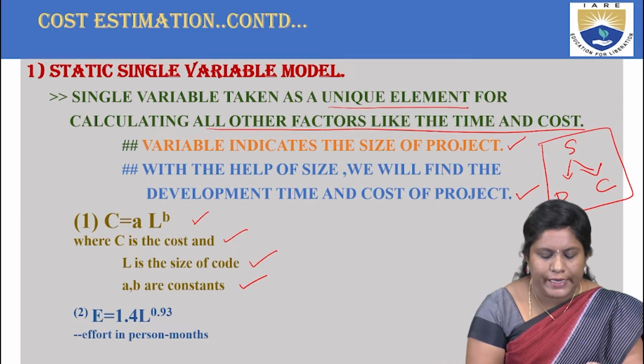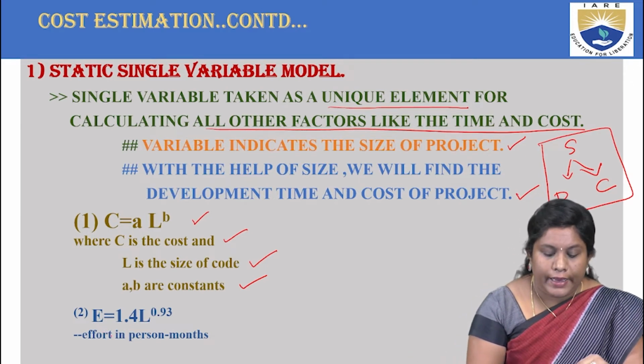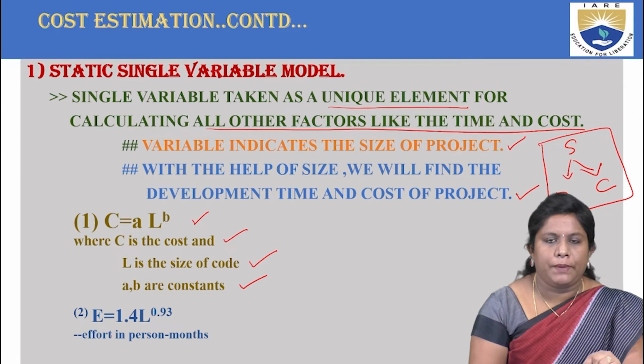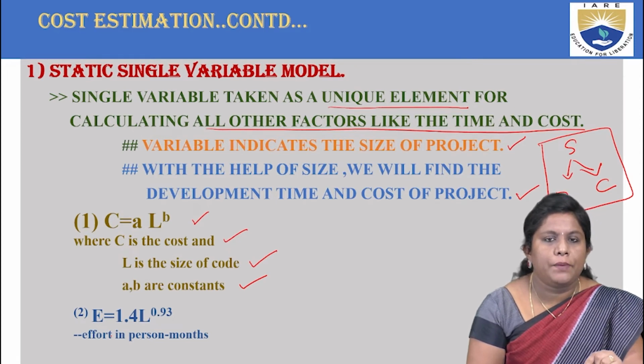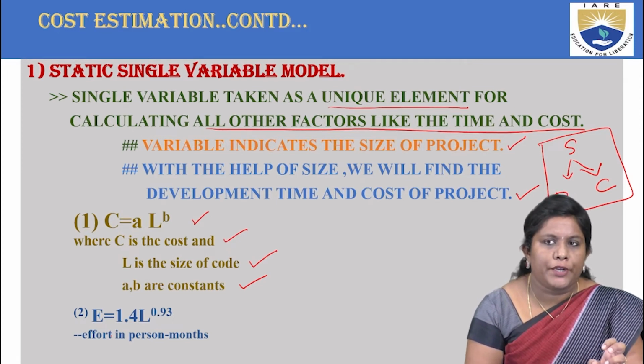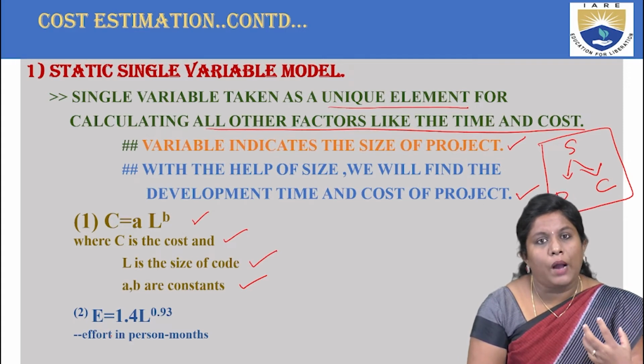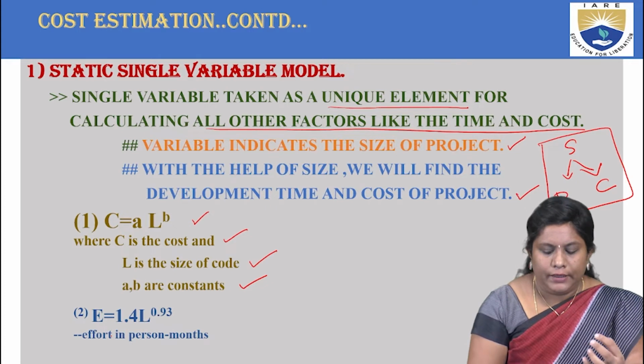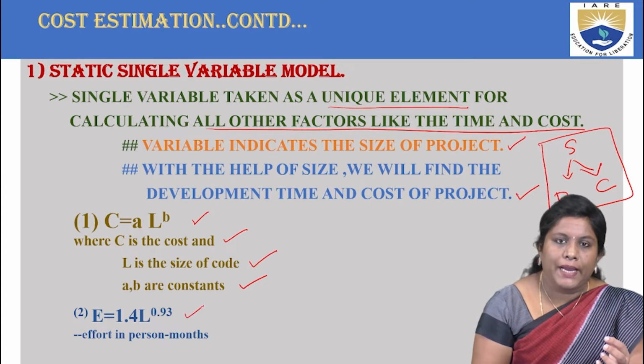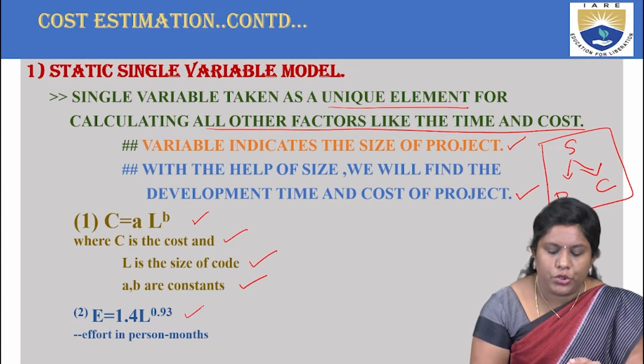Next, you have E. E stands for effort in person-months. So for example, if you have 5 people working on a particular module, how much effort is each person putting in? That can be calculated by E = 1.4 L^0.93.